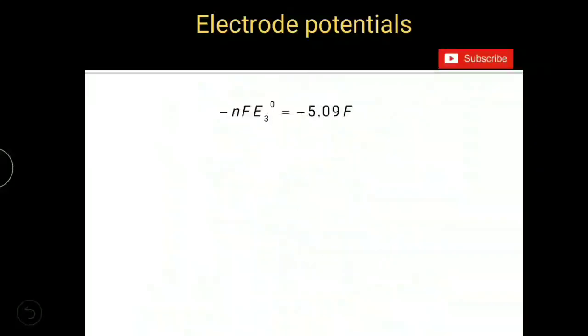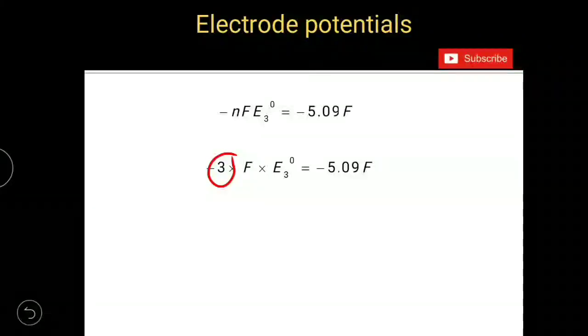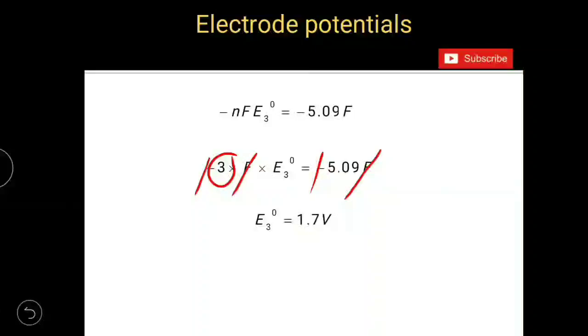So substitute the N value by 3. So minus 3F E3 naught is equal to minus 5.09 F. Faraday got cancelled, negative sign got cancelled. So 3 E naught equals 5.09. So E3 naught will be equal to approximately 1.7 volts.